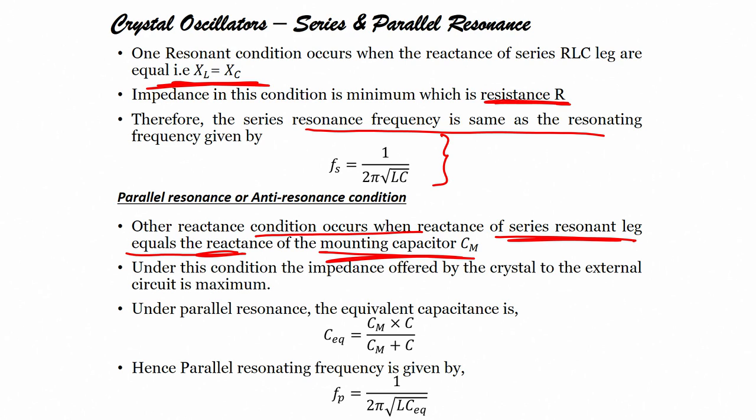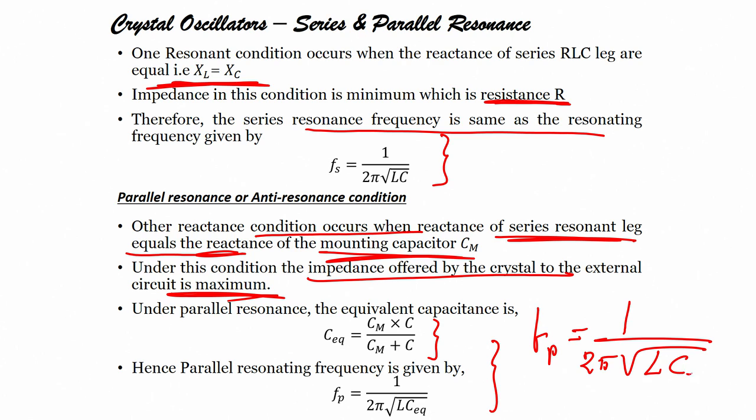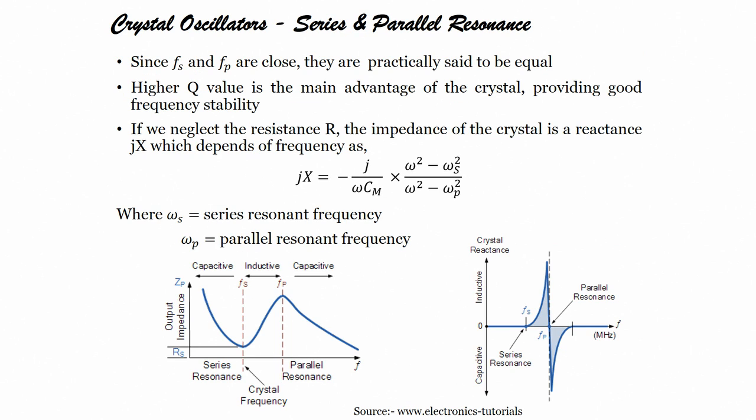Under this condition, the impedance offered by the crystal to the external circuit is maximum. So under parallel resonance, the equivalent capacitance we can give as Cm into C by Cm plus C. Why? Because the impedance offered by the crystal to the external circuit would be maximum when the series resonant leg reactance equals the reactance of the mounting capacitor Cm. Hence, the parallel resonant frequency is given by Fp equals 1 by 2 pi under root of L C equivalent, where C equivalent is Cm into C by Cm plus C. Easy? Since Fs and Fp are close, they are practically said to be equal.